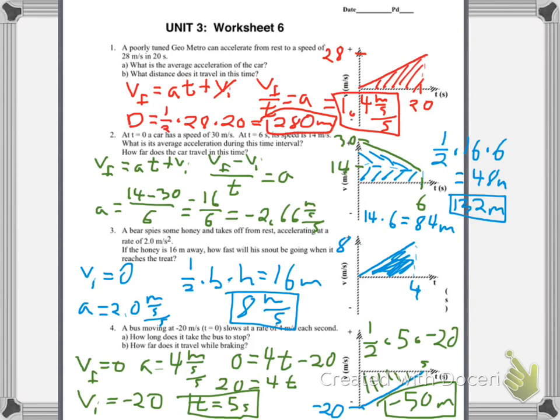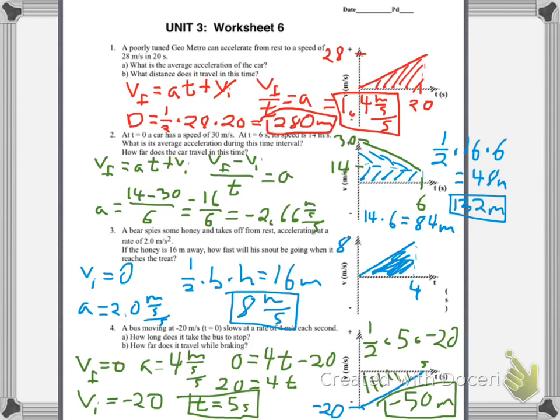And the negative makes sense because the slope of the line is negative. We're moving at a positive velocity but slowing down. So if our velocity is positive and decreasing, acceleration must be negative. How far does it travel? That's the area under the curve.